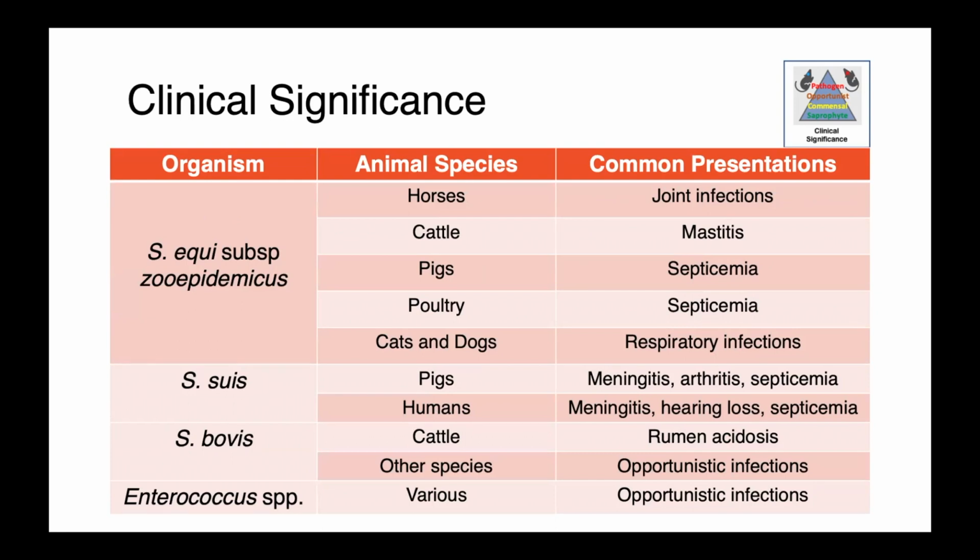In pigs, there seems to be an emerging syndrome of septicemia. In poultry, we also see septicemia, and in dogs and cats, we can see respiratory tract infections. Streptococcus suis is a very important pathogen of pigs, causing meningitis, arthritis, and septicemia, and a very important potential zoonosis associated with similar diseases in people. One important sequela of strep suis infections in people is actually hearing loss. Strep bovis in cattle is responsible for rumen acidosis, and it causes opportunistic infections in other species. Finally, Enterococcus species cause opportunistic infections in a variety of animals.